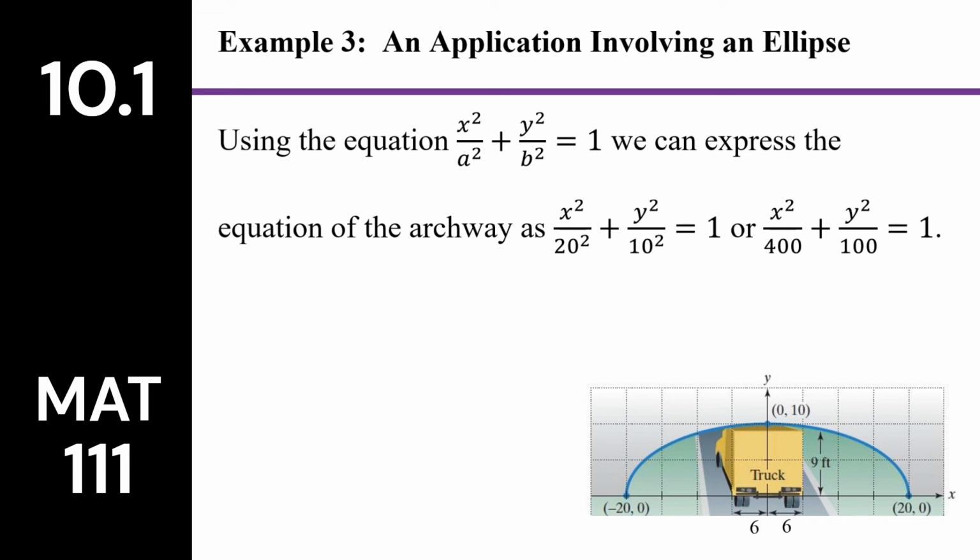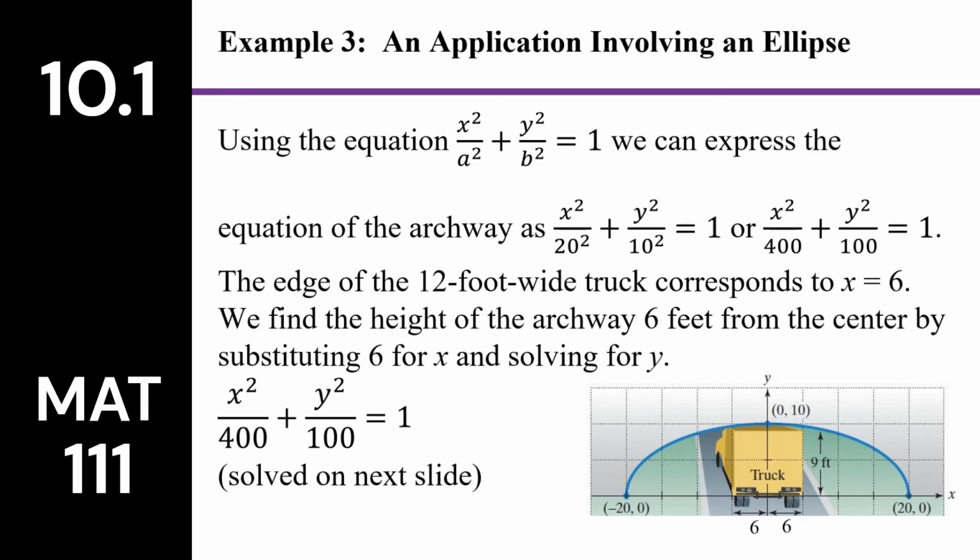The 10 comes from the height of the minor axis y, and the 20 is because the total width was 40, so the distance from the center to either vertex is 20. That equation simplifies to x squared over 400 plus y squared over 100 equals 1. The edge of the 12-foot wide truck corresponds to x equals 6 because half the truck will be on one side and half the truck will be on the other side of the center.